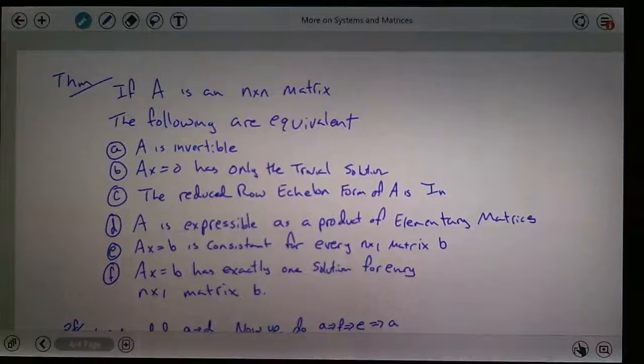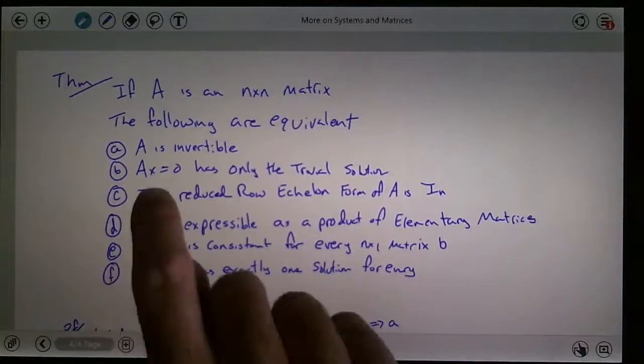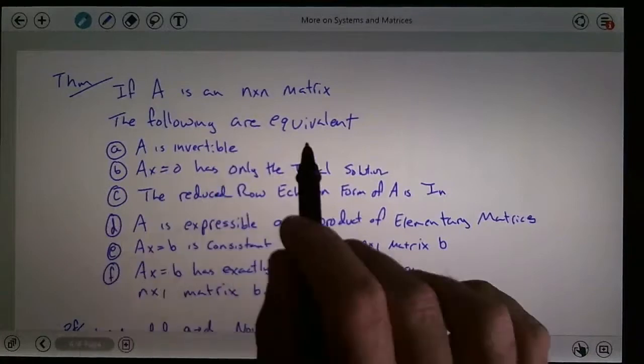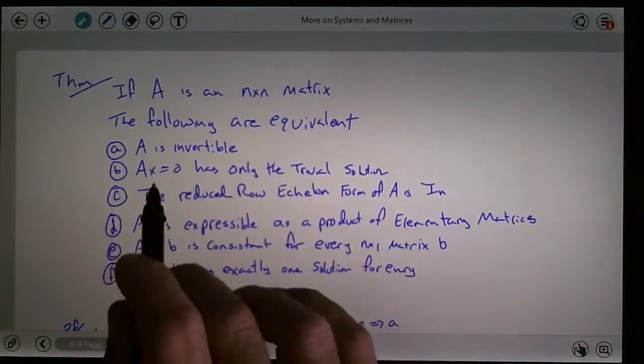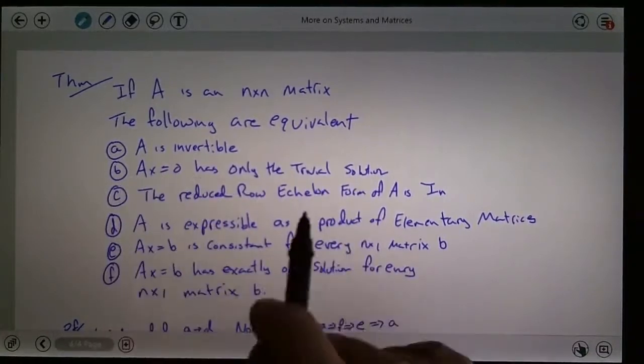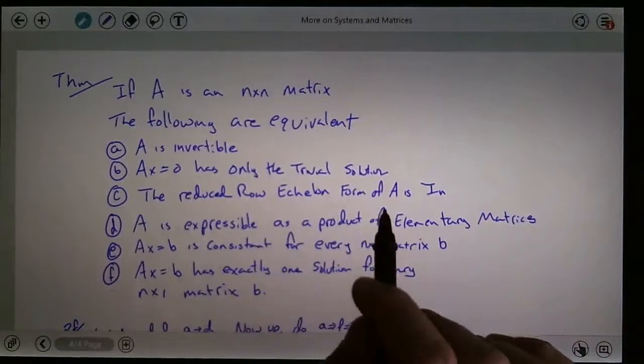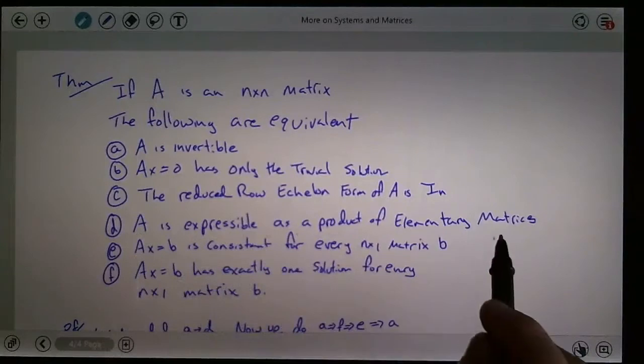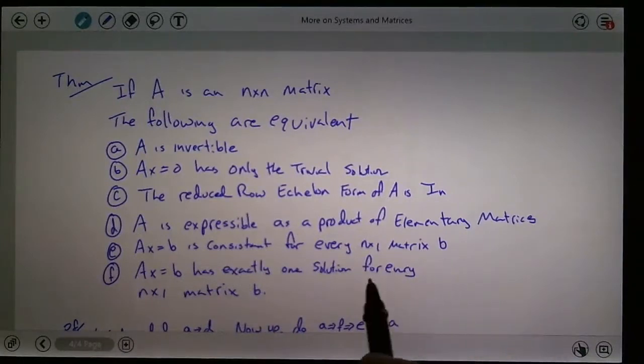At this point, we're ready to add on a couple of statements that are equivalent to ones that we already had. So here's another theorem, an extension of the one that we had earlier. It says if A is an n by n matrix, then the following are equivalent. A is invertible. Ax equals 0 has only the trivial solution. The reduced row echelon form of A is the identity matrix. A is expressible as a product of elementary matrices. Those ones we already had. So now I'm going to put on two more that are equivalent.